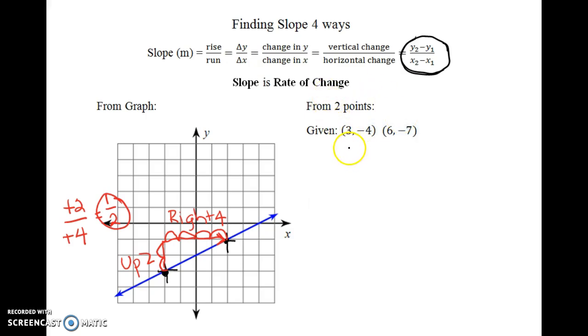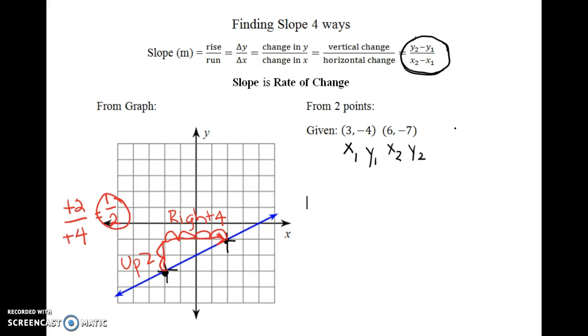So in my first point, I make this x sub 1, my second one, y sub 1. So I have 3 is my x sub 1, negative 4 is my y sub 1, because it's my first point. 6 is my x sub 2, and negative 7 is my y sub 2, because that's my second point. The 1 and the 2 only designate which point it is. We're not doing anything mathematical with those.